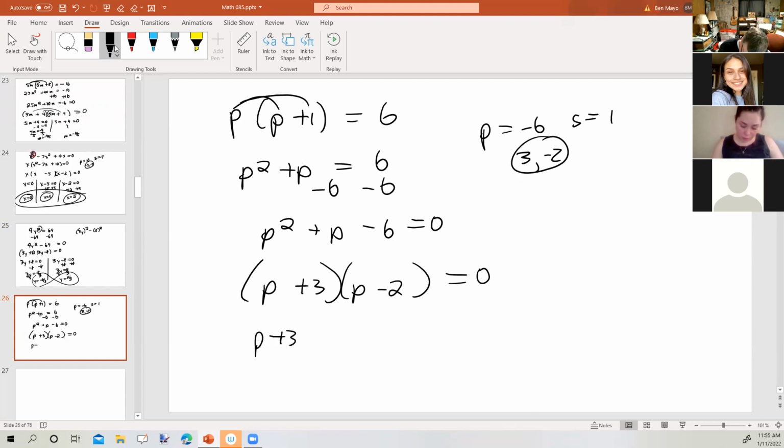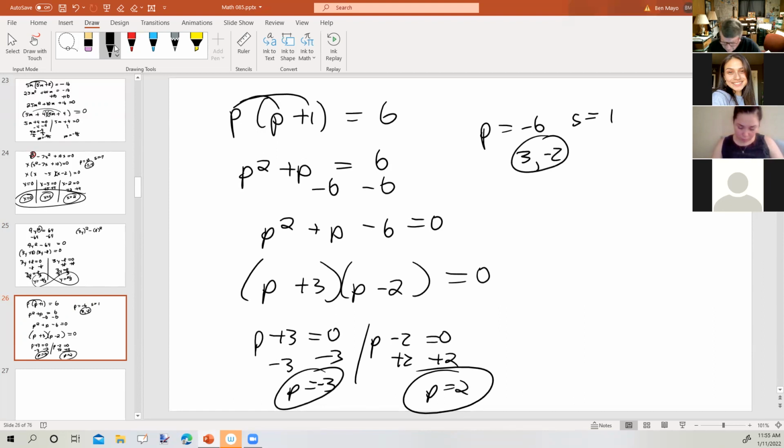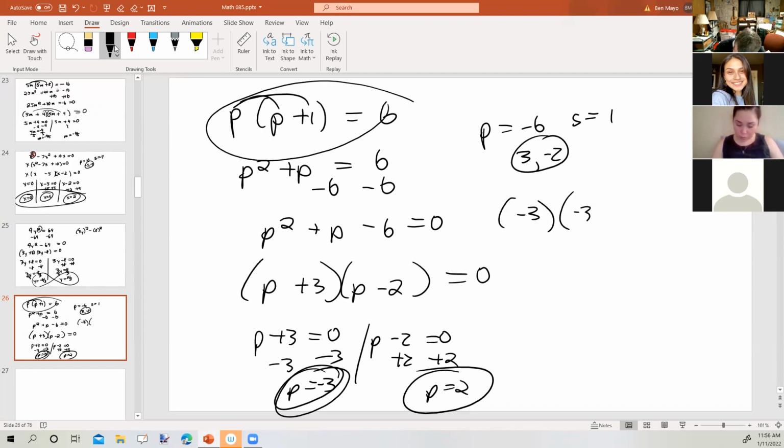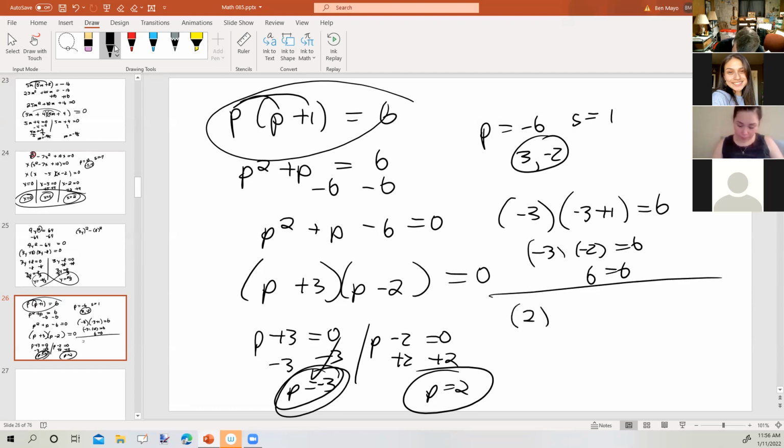So then p plus 3 equals 0, p minus 2 equals 0. Subtracting 3, we get p is negative 3. Adding 2, we get p equals 2. I haven't been checking my work for a long time. I need to go back and do that. Let's take negative 3 and plug it in here. We'd get negative 3 times negative 3 plus 1 equals 6. Negative 3 times negative 2 equals 6. 6 equals 6. That one checks. p equals 2. We'll get 2 times 2 plus 1 equals 6. 2 times 3 equals 6. 6 equals 6. And it checks as well.